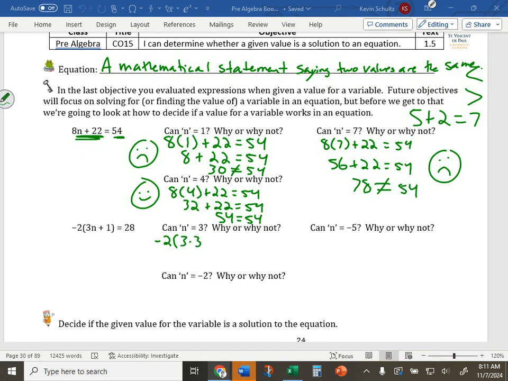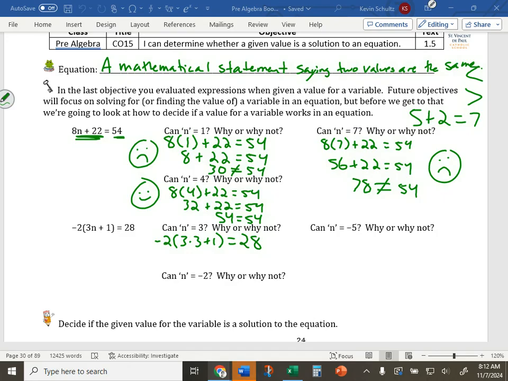So we have negative 2 times 3 times 3 plus 1. And I want to know, does this equal 28? Go ahead and solve that there. Okay? Take negative 2 times 3 plus 1. And when you have it, raise your hand. I won't call on you. I just want to know who's got an answer.